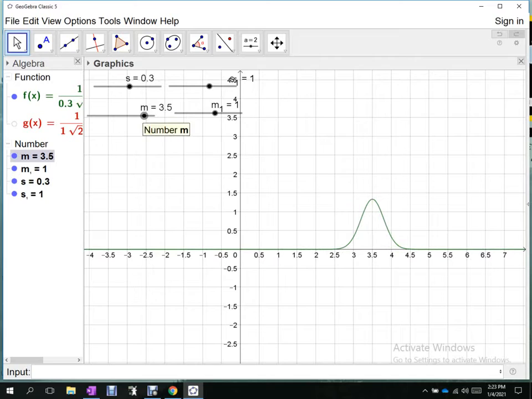So let's say it's just talking about average hours spent on your cell phone in a day, okay? Let's say high school seniors. And the mean is 3.5 hours, and the standard deviation up there you see is 0.3, so 0.3 hours, okay?